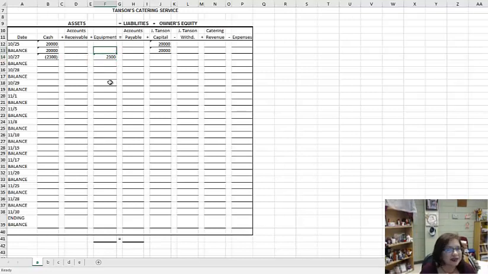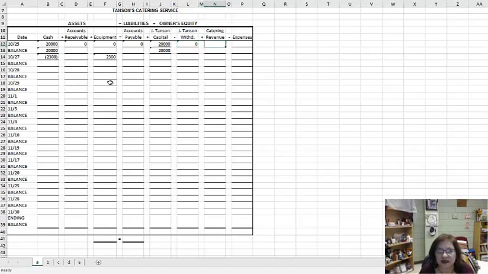Now notice I did something that I told you guys to make sure that you did as well, which was to go ahead and add zeros in the accounts that you're not utilizing so that you'll know what your transactions are.